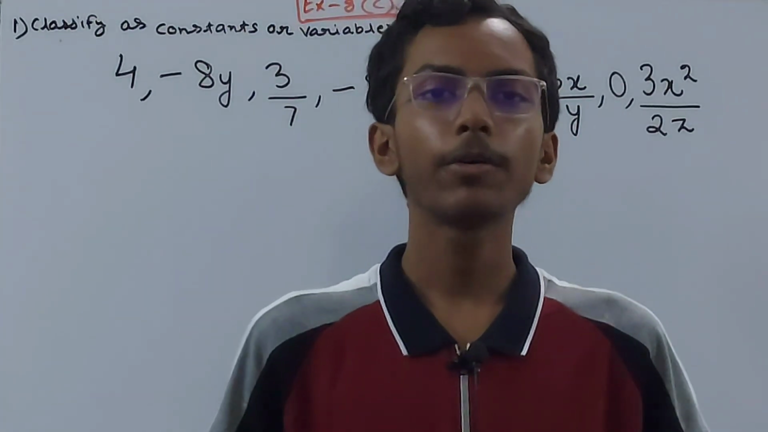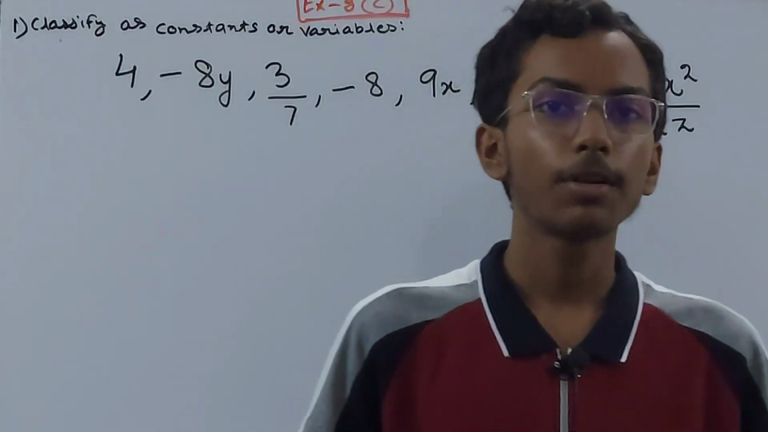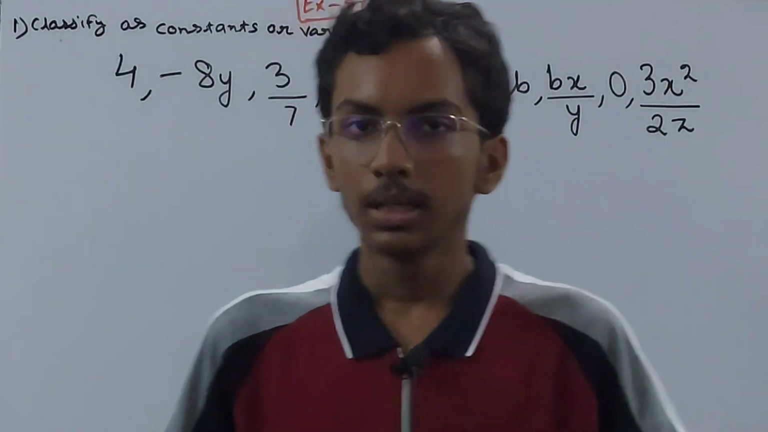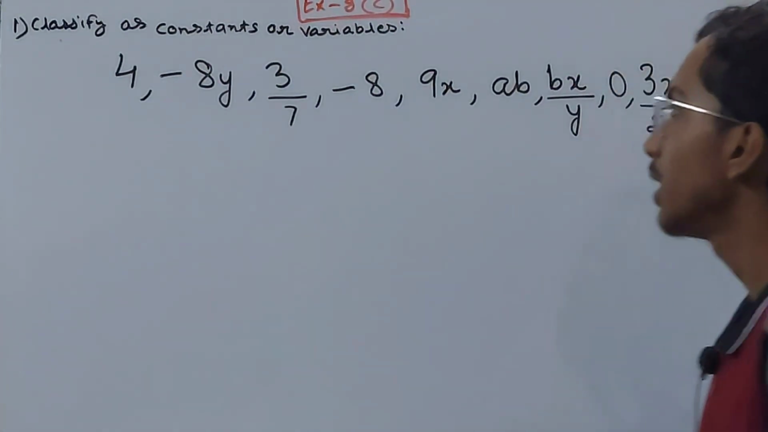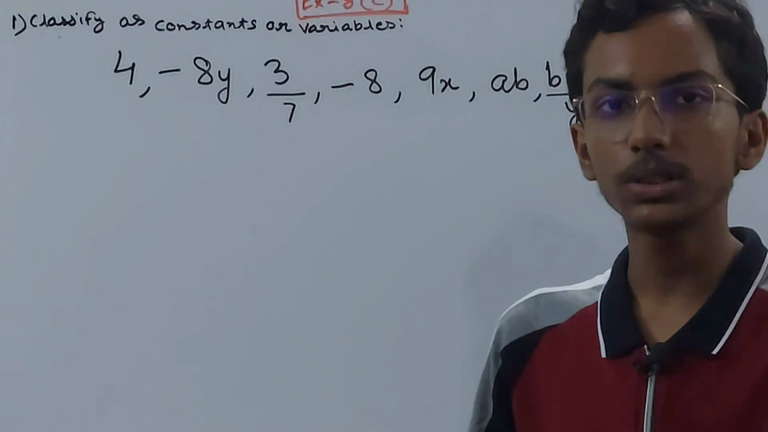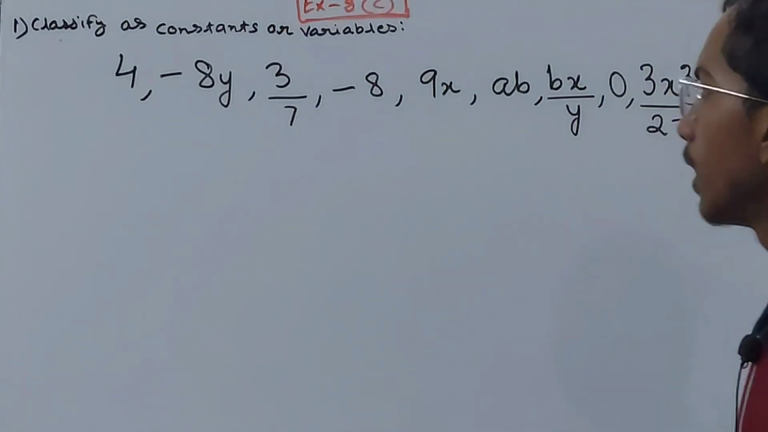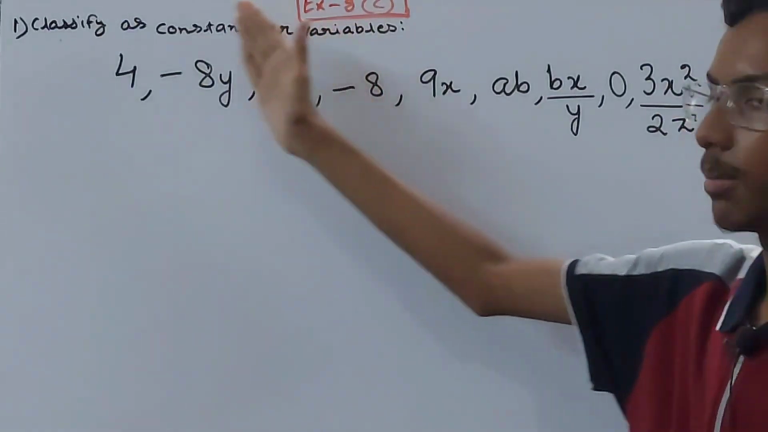In this video, we are going to solve ICSE Mathematics class 6 chapter number 8 Introduction to Algebra exercise 8C question 1. Classify as constants or variables. These are my expressions and we have to classify them as constants or variables. Now you can see over here what is a constant and what is a variable.